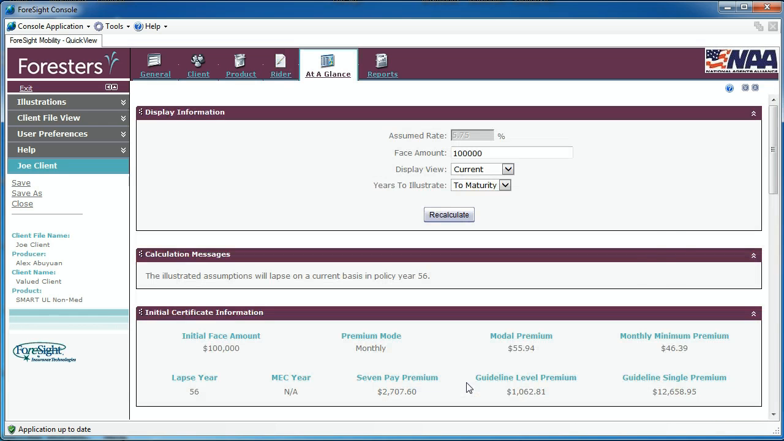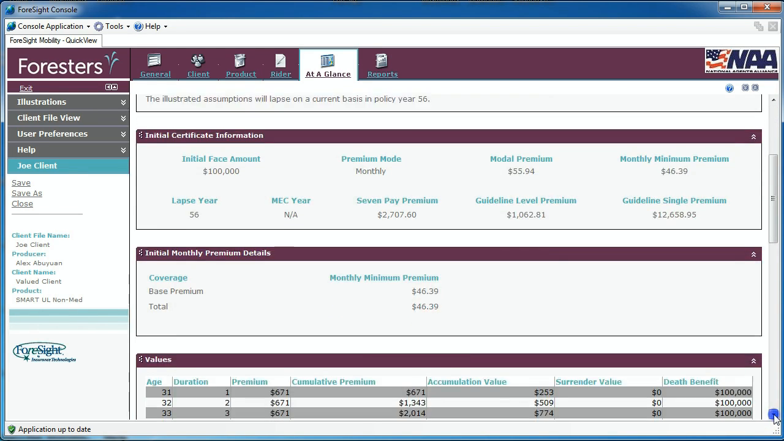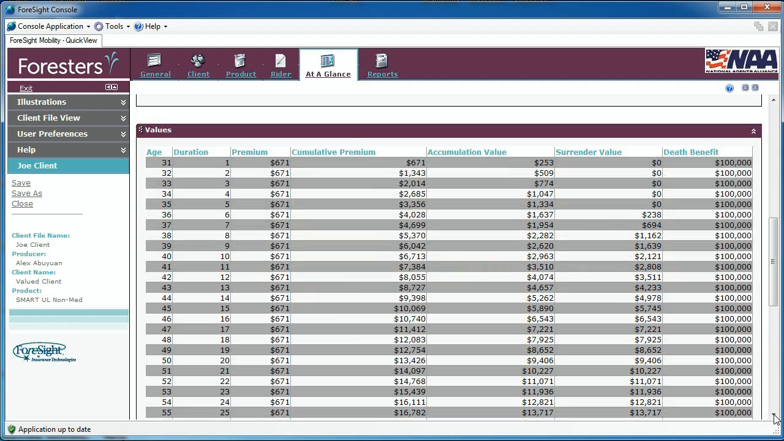So let's just keep moving forward, and let's take a look at the premium. So the modal premium is $55.94 a month, and then the minimum monthly payment is $46.39. I'll show you what happens when you choose monthly but a minimum. But modal premium, at $55.94, let's look at the cash value line.